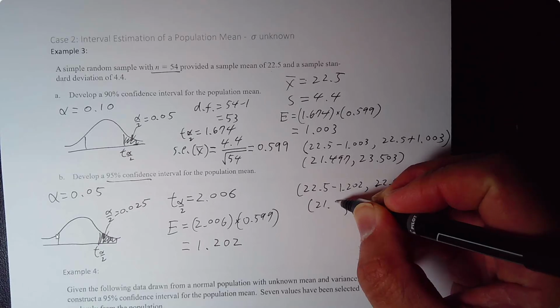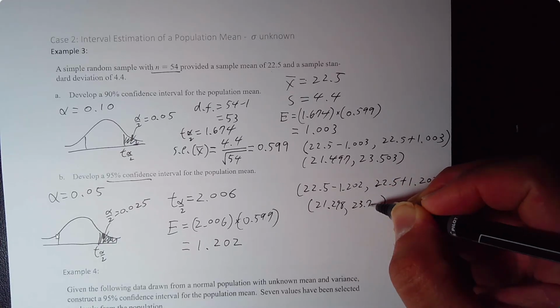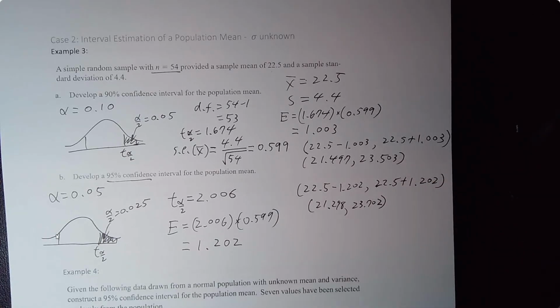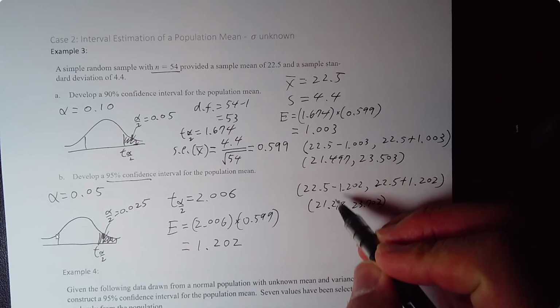21.298 and 23.702. All right. So this is a 95% confidence interval. This is a 90% confidence interval.